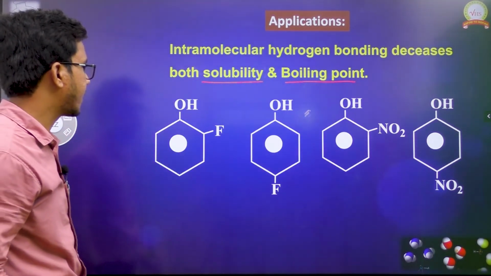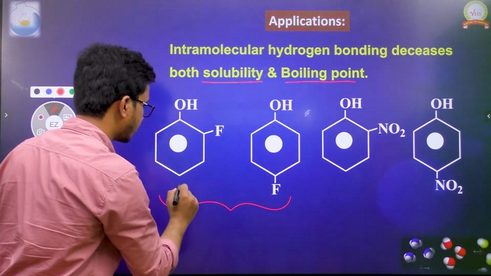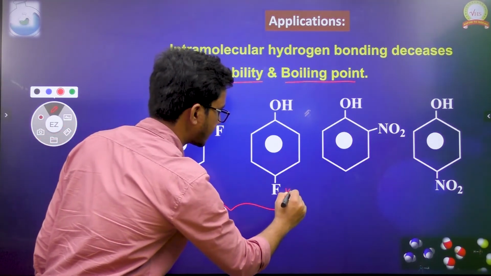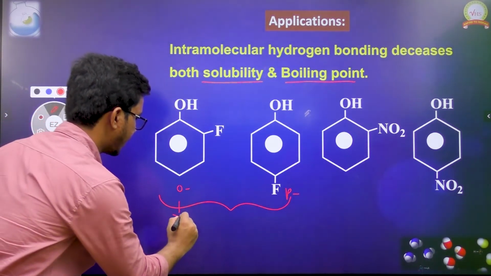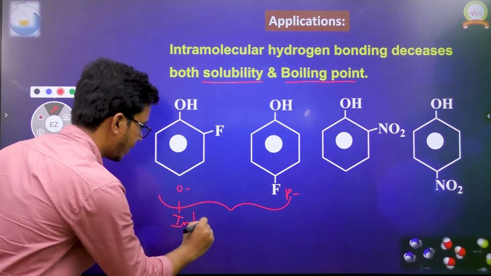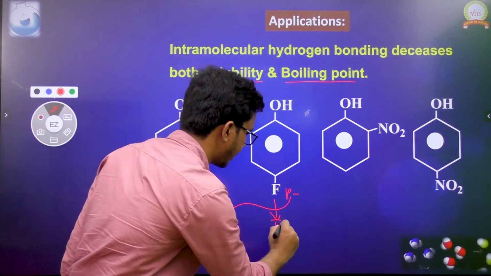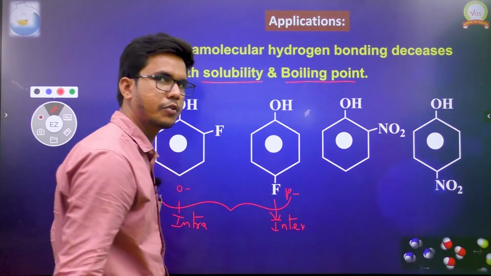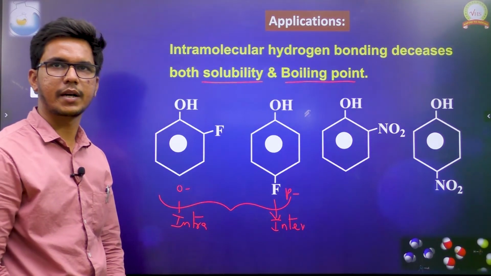Now if you take this particular example, what is happening? This is ortho substituted product, this is para substituted product, right? Ortho substituted products generally form intramolecular hydrogen bonding, but if you take this one, it forms what? Intermolecular hydrogen bonding. This is intramolecular hydrogen bonding, this is intermolecular hydrogen bonding, right?